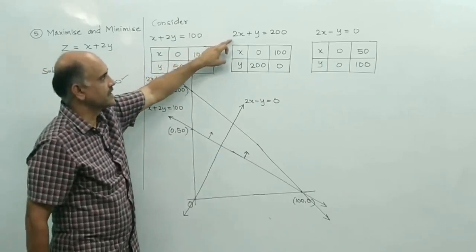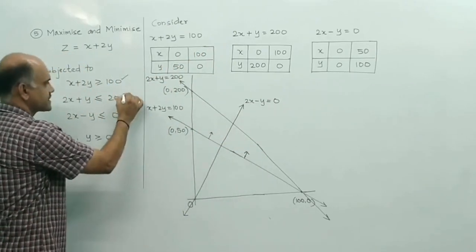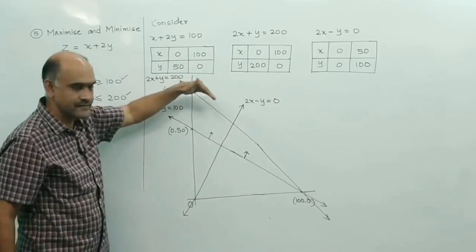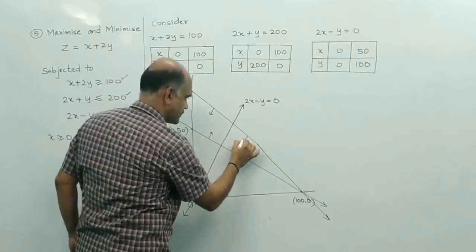Second equation, if I take 2x plus y is less than or equal to 200, the second line, less than means it will be towards the origin. So the region will come on this side.